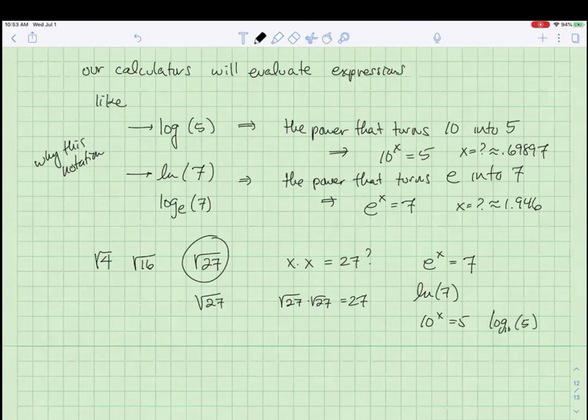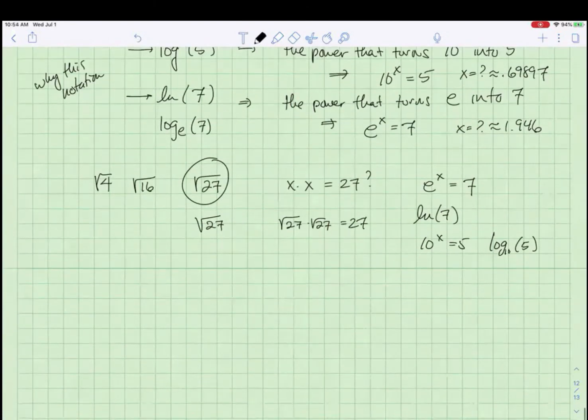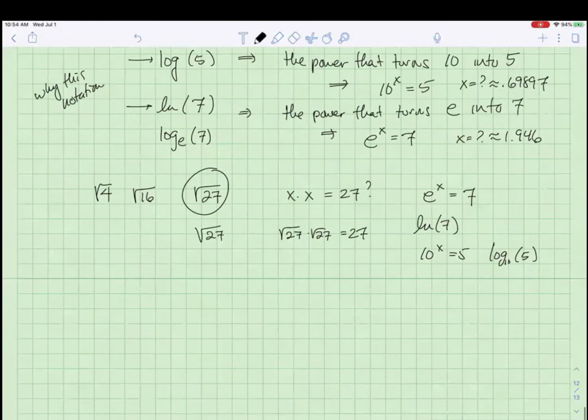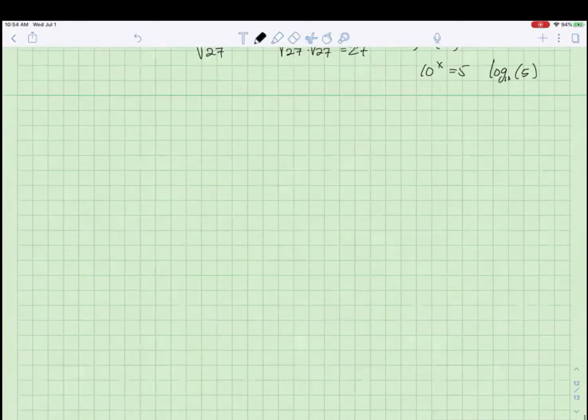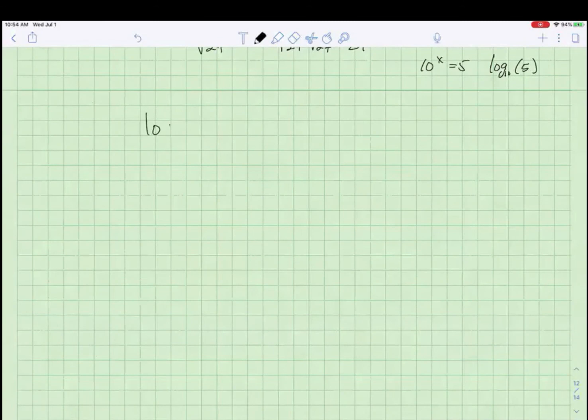Now, that's what those symbols are for, but why the calculator and what are we talking about right now? Now, that's all well and good. The calculator will handle anything that's base 10, and it'll handle anything that's base E. But when we say something like, what's the power that turns 4 into 12?